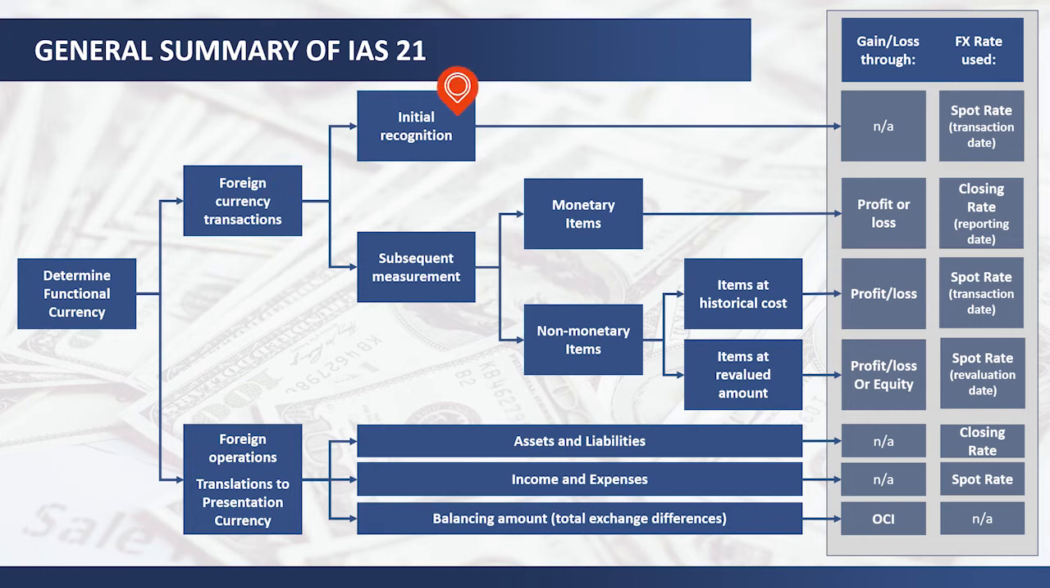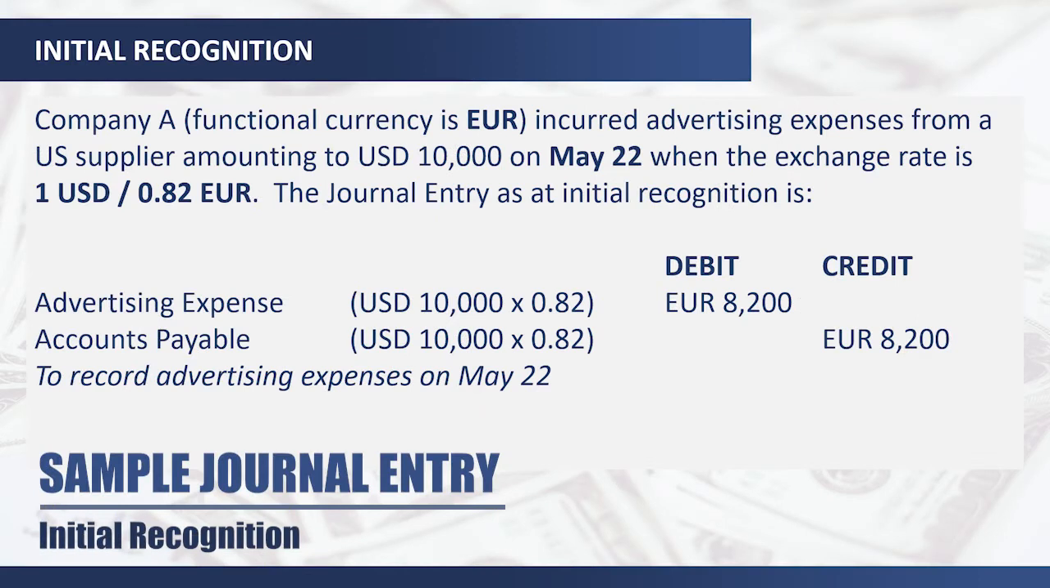During initial recognition of a transaction, we simply record all debits and credits using the spot rate as at the transaction date. For example, if in the middle of the year we incurred an unpaid supplier expense denominated in a foreign currency, we just record both expense and liability using the spot rate during the date of the transaction. There is no gain or loss recorded at initial recognition.